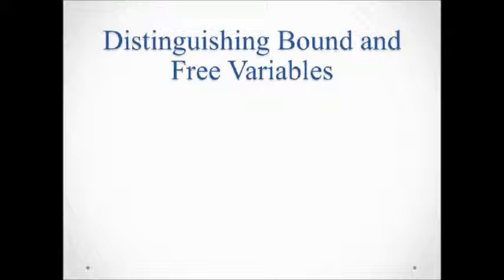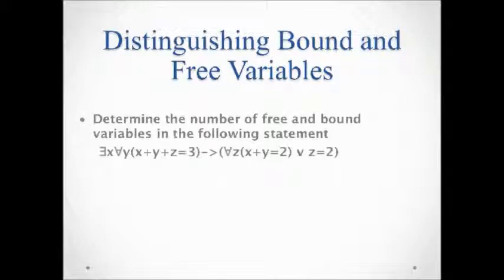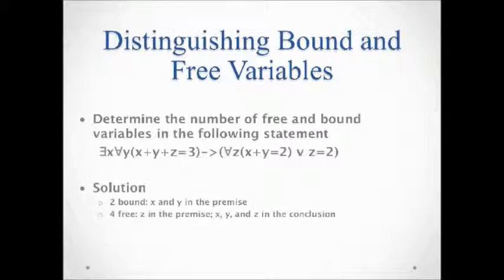Here are some practice examples on distinguishing bound and free variables. Let's determine how many variables are bound and free in this statement. When we look at the premise, we see that the quantifiers are for some x and for all y. So this means that x and y are bound while z is free. In the conclusion, we see that for all z, x plus y equals 2. But here, z does not appear in the scope, so both x and y are free. And then, it's that or z equals 2, and z is not bound by any quantifier. So this gives us 2 bound variables and 4 free variables.